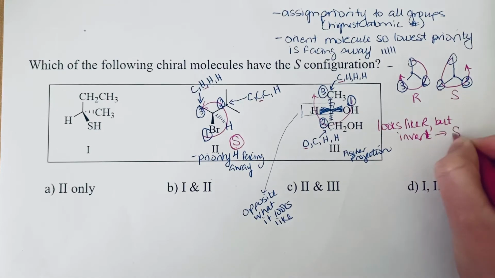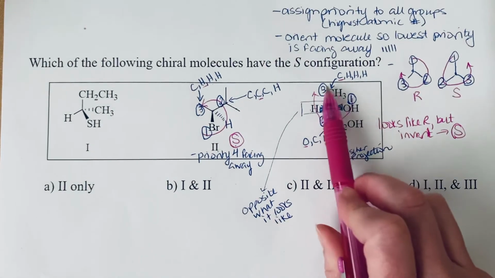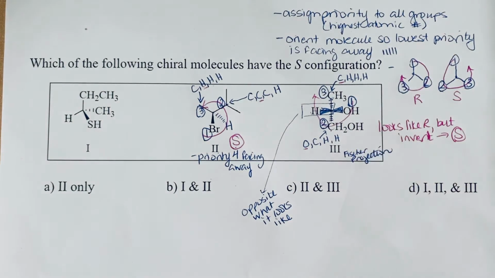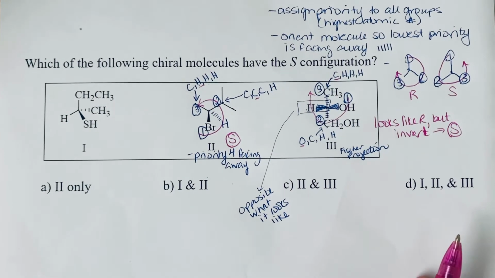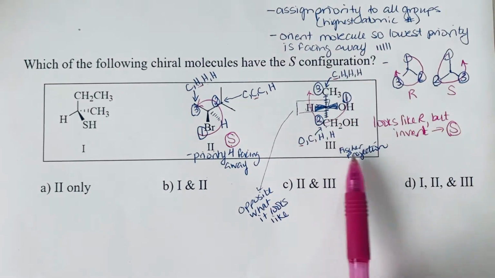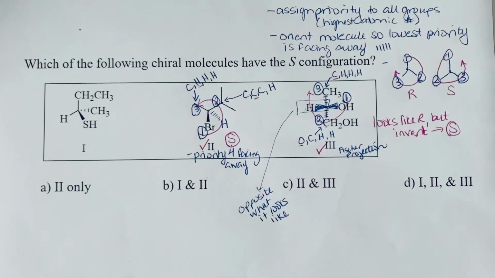we get S. Okay, and so we're not actually switching groups or anything like that. We're just recognizing that if I stand on this side, it's going to look clockwise. But if I was standing behind the molecule, I would see it as counterclockwise. And that's the orientation that it's supposed to be in by definition in order to assign the chirality. So we've got another one that is S. So 1 and 2 so far are S.